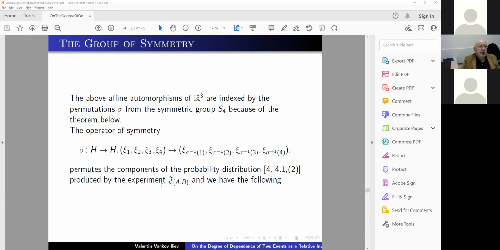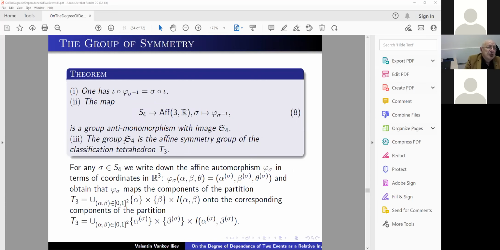And we have the following theorem. We have this commutation property: iota composed with phi sigma, indexed with sigma inverse, is equal to sigma composed with iota. This is a commutative diagram, but I couldn't draw this diagram here. I had no time to do that.